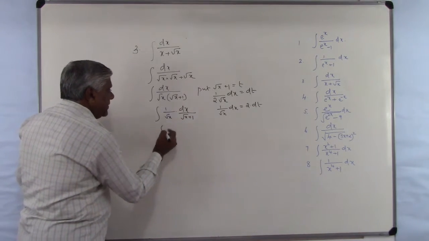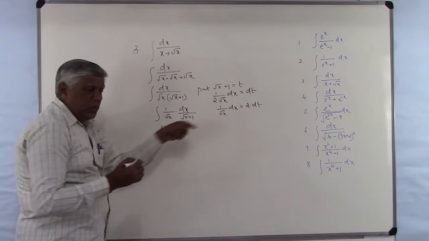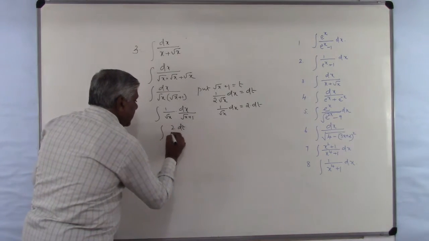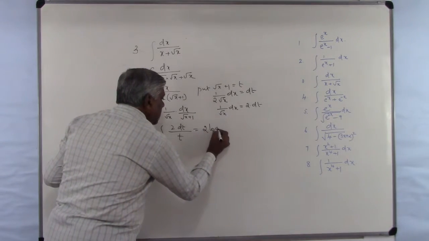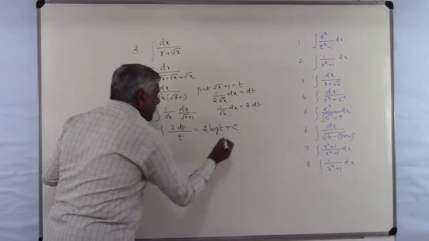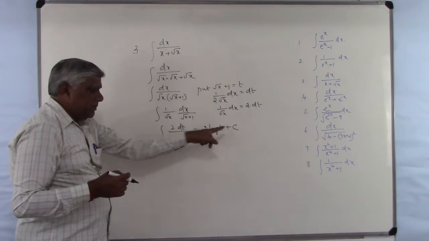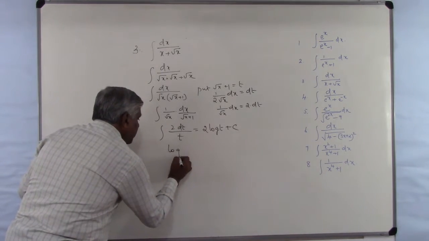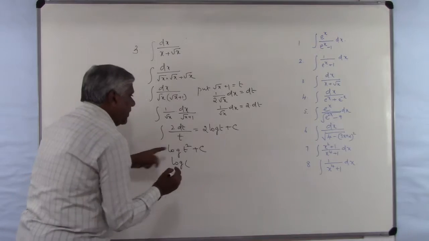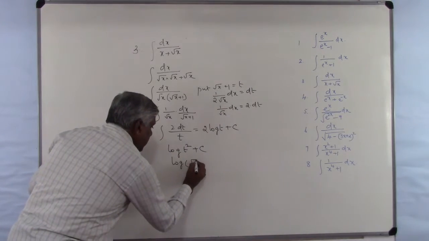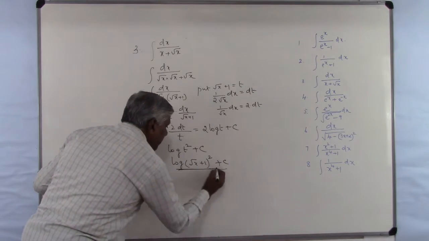See, this we can write it as like this, 1 over root x dx is equal to 2 dt, so 2 dt divided by t, or 2 log t plus c, because integral dt by t is nothing but log t. 2 log t plus c, or log of t square plus c, or log of t is what? Root x plus 1 whole square plus c. This is the answer for that problem.